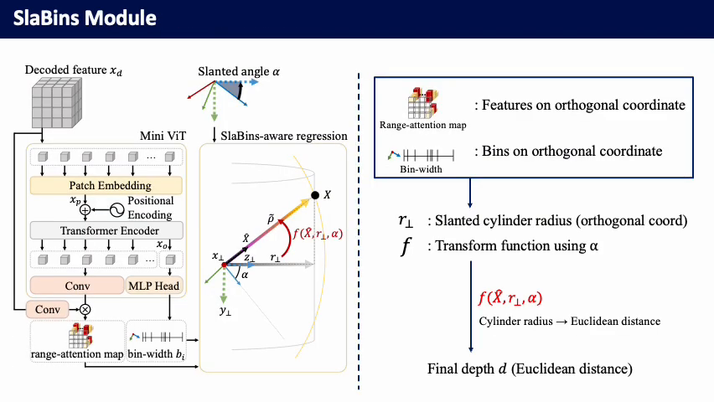Lastly, our SlaBins module predicts the final depth map. Through the ViT, the network predicts per-pixel probability and bin centers. By combining this information, we can get slanted MCI depth. However, our target domain is Euclidean distance. We convert this slanted MCI depth to the distance using a transform function f with slanted angle alpha.